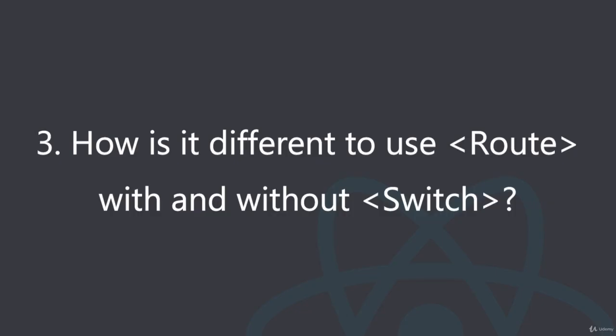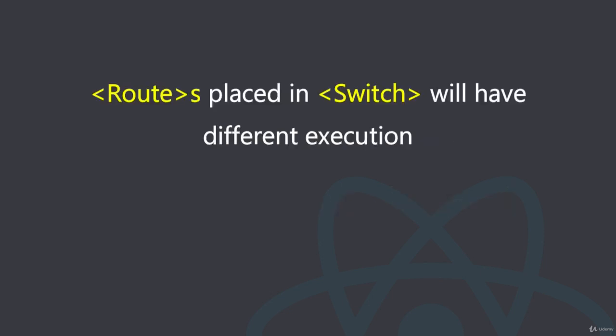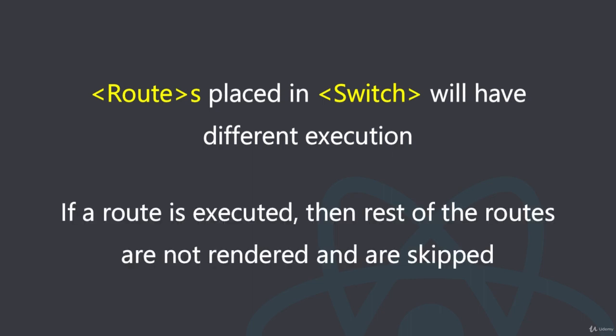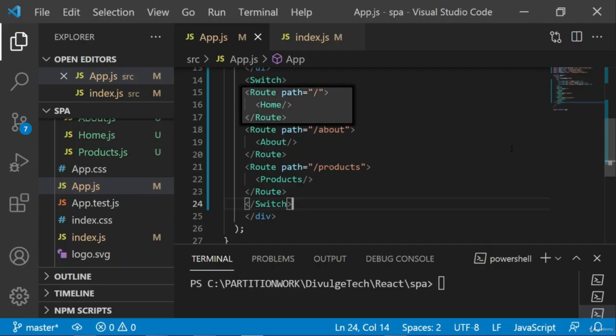The third question is, how is it different to use route with and without switch? Routes placed in switch will have different execution. If a route is executed, then the rest of the routes are not rendered and are skipped, as we see in this example.